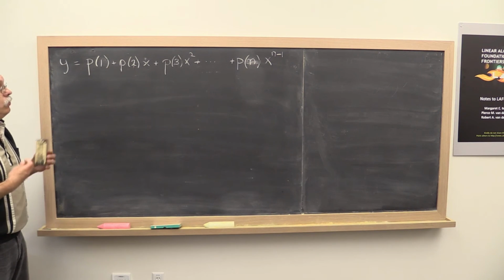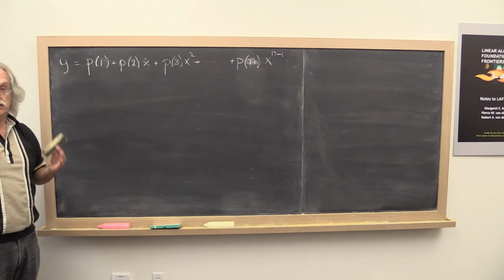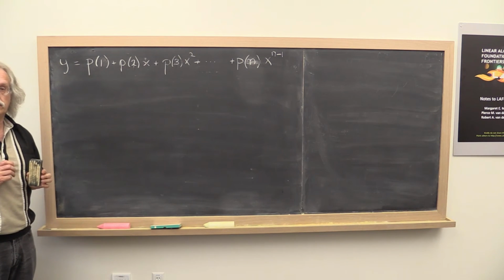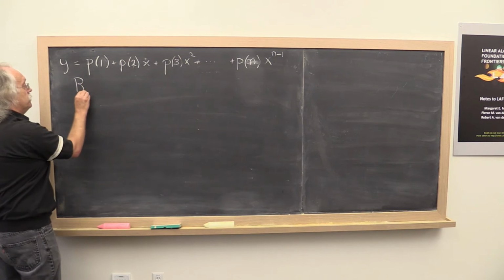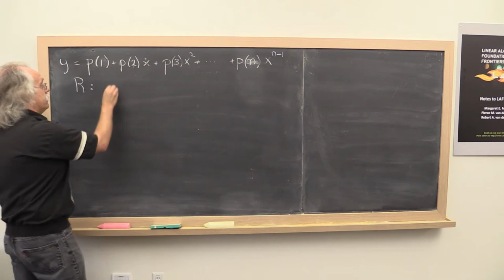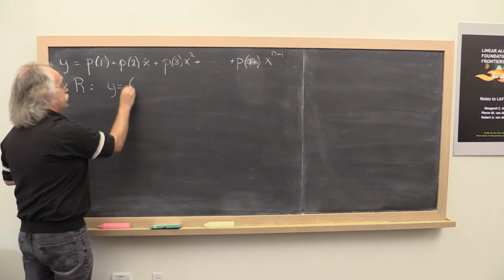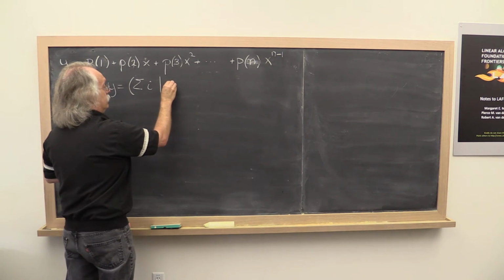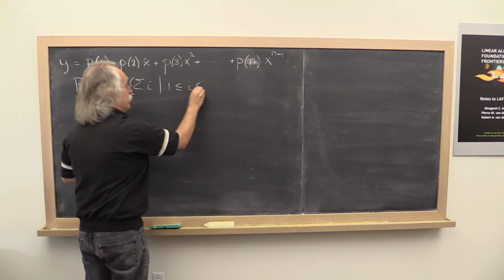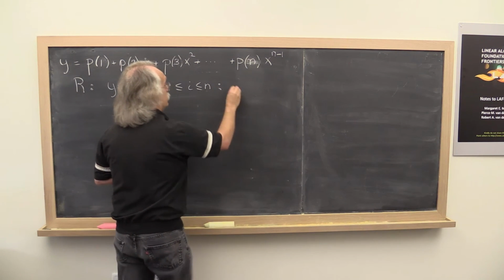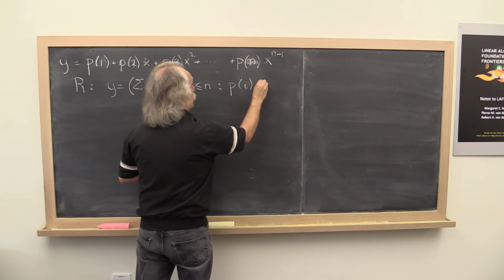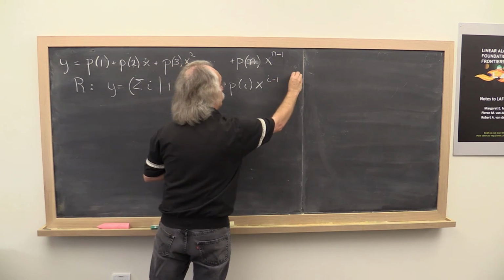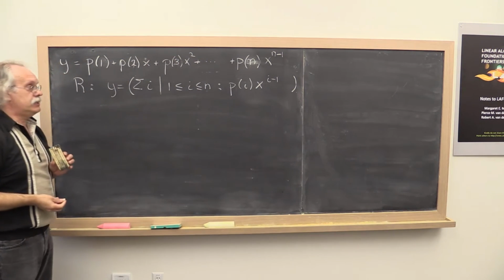Now, what we want to start with is the specification of the problem. And this is kind of a hand-wavy specification. So let's sharpen that a little bit and let's give the post condition. And the post condition R is then given in our notation as y is equal to the sum over the entries I such that 1 is less than or equal to I is less than or equal to n of P of I times x raised to the I minus first power. And that's our post condition.